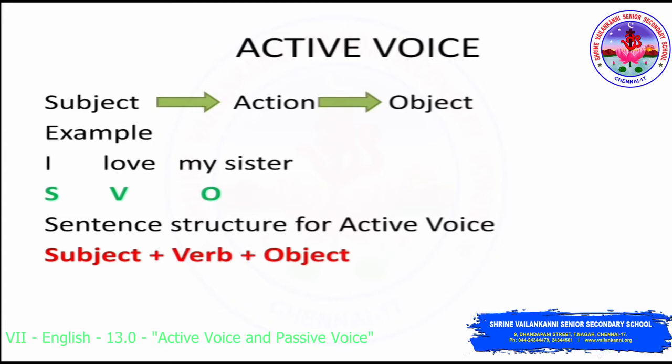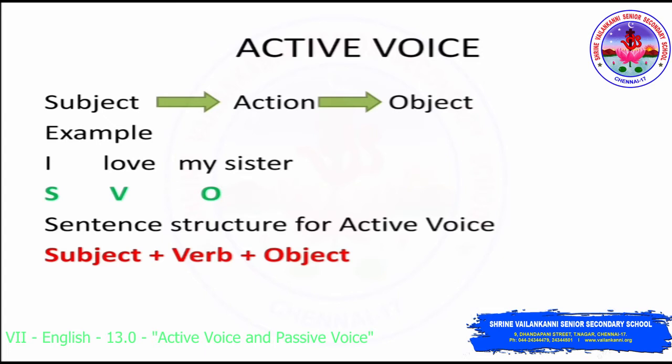So, the sentence structure is subject plus verb plus object for active voice. Before I told you that in active voice, subject performs the action and object receives the action. So, I am the subject here. I am performing an action, love, and my object is my sister and she is receiving it. I love my sister. Subject plus verb plus object, which gives you active voice. This is the structure of active voice.